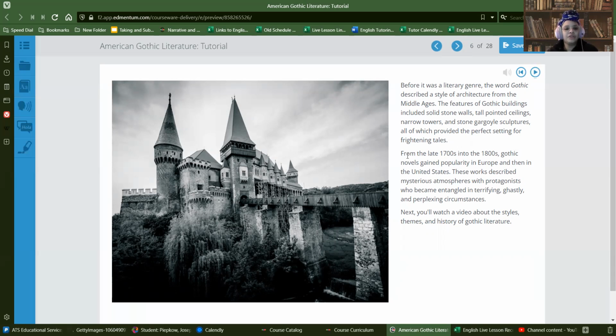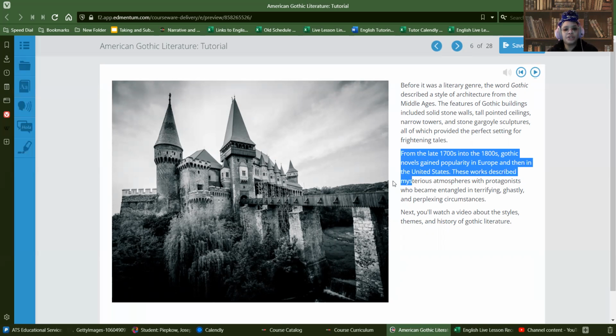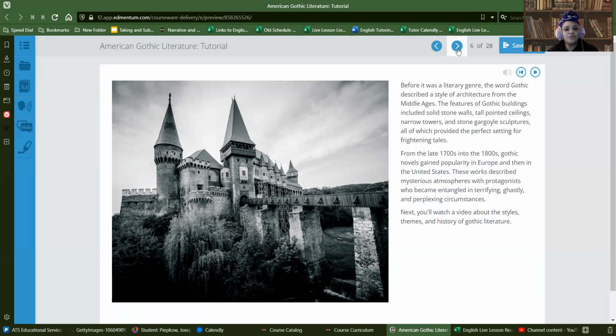Now, they give you a little more detail. From the 1700s to the 1800s, Gothic novels gained popularity in Europe first and then the United States. And these works describe mysterious atmospheres, like we were talking about with the houses, with protagonists who became entangled in terrifying, ghastly, and perplexing circumstances. So this was basically horror before horror, with a little more sophistication and detail, basically.